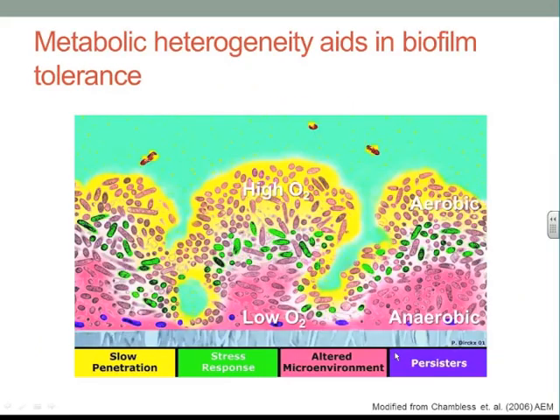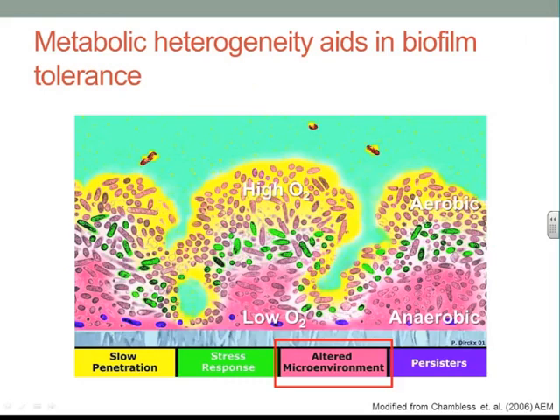It's also well known, remembering the last slide, that a lot of our operons are regulated by differences in metabolism. It's also well known that metabolic heterogeneity exists in biofilm development. What you can see in this figure is that you have altered microenvironments, where on top you can imagine a high oxygen concentration versus the bottom, where you have lower oxygen concentrations, or anaerobic versus aerobic conditions.